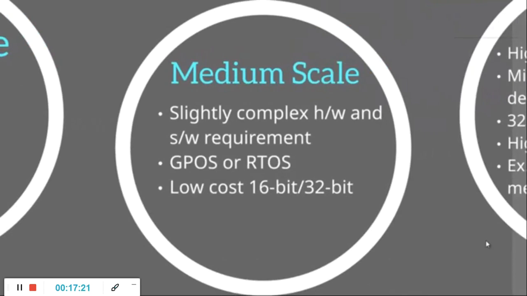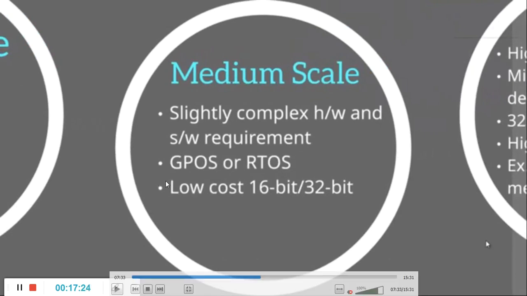Next, medium scale. In medium scale embedded systems, the complexity increases in both hardware and software. As a result, operating systems are required. When the complexity increases, we have to use an operating system to synchronize the hardware and software. Either a general purpose operating system or a real time operating system is preferred. The microcontroller used would be 16-bit or 32-bit.